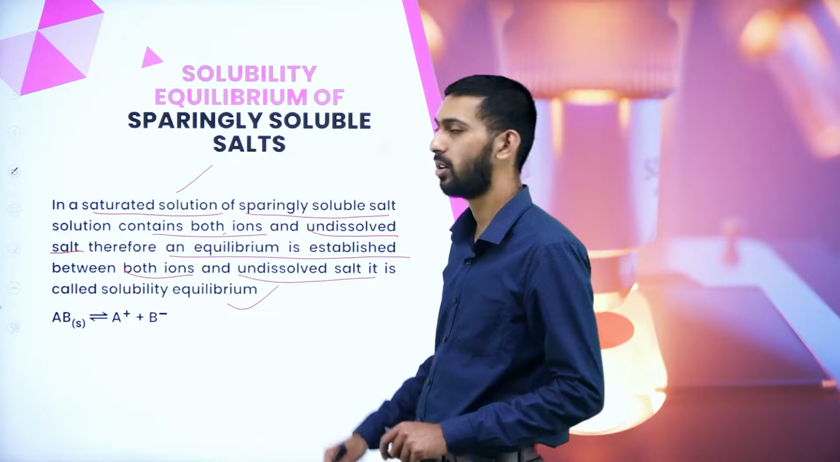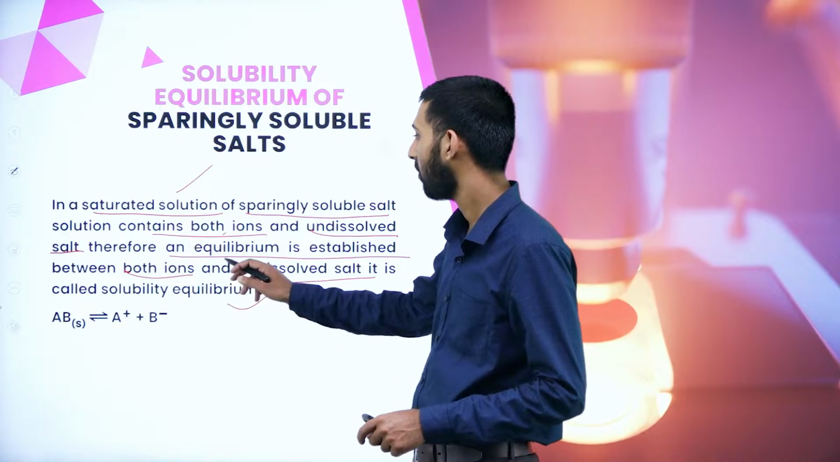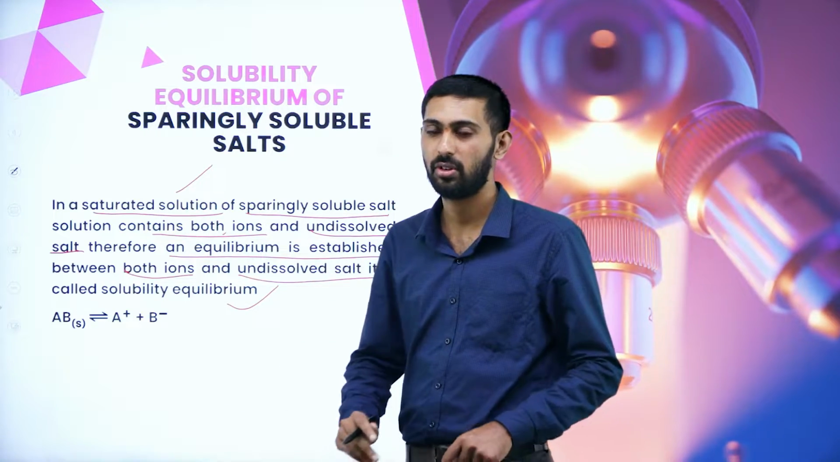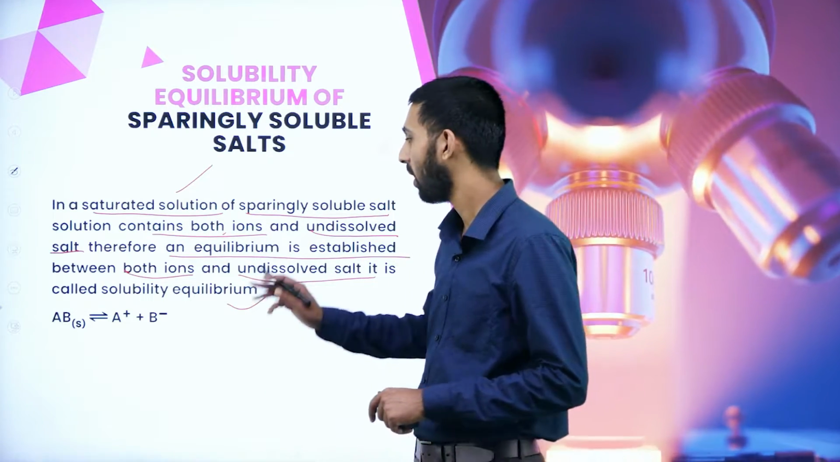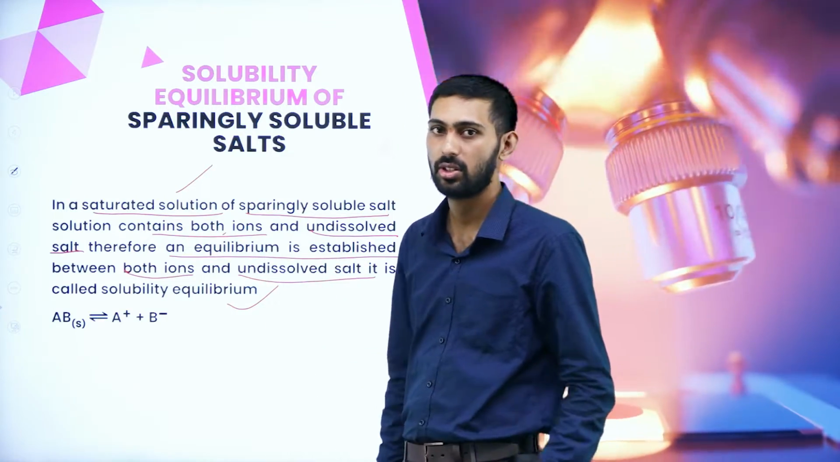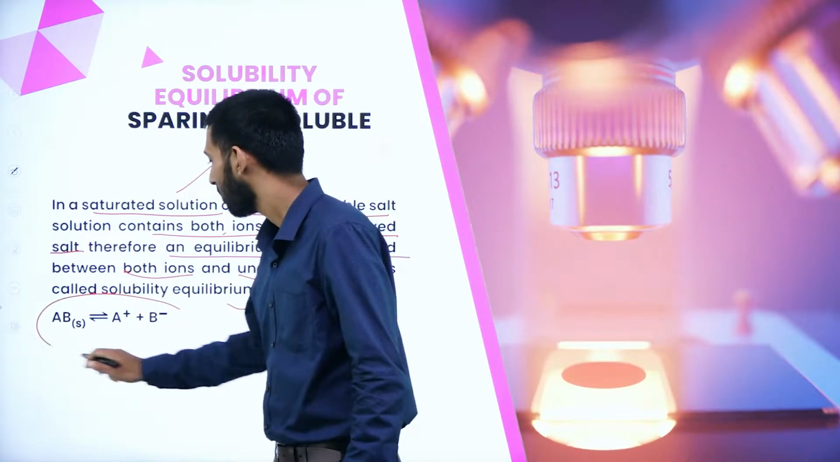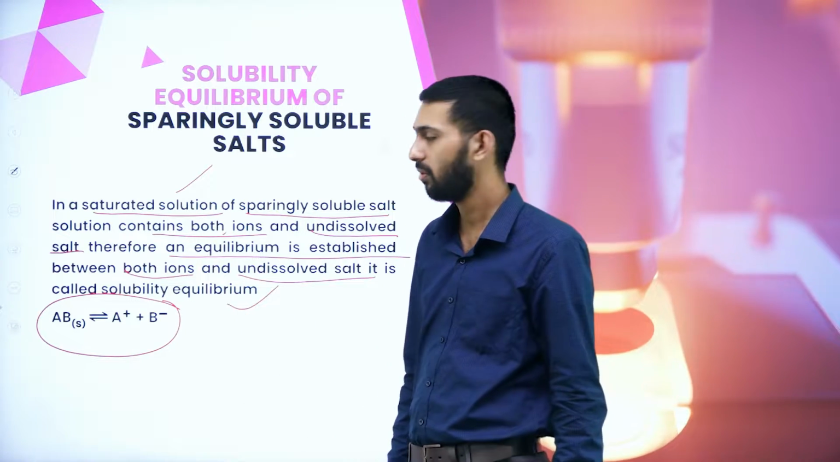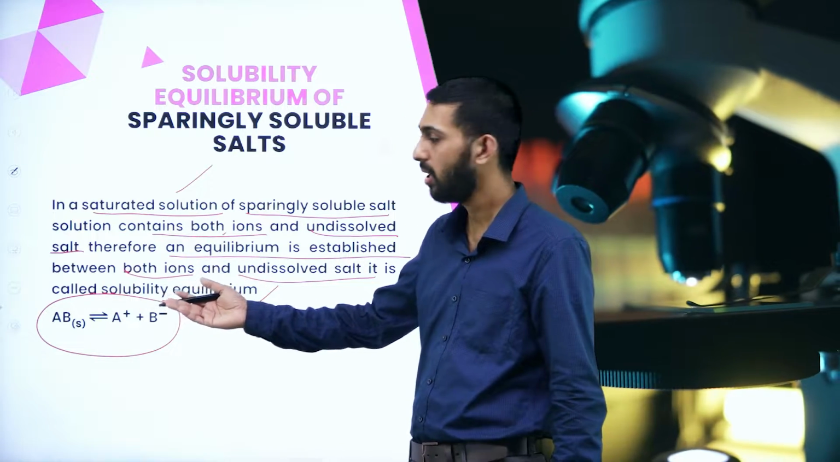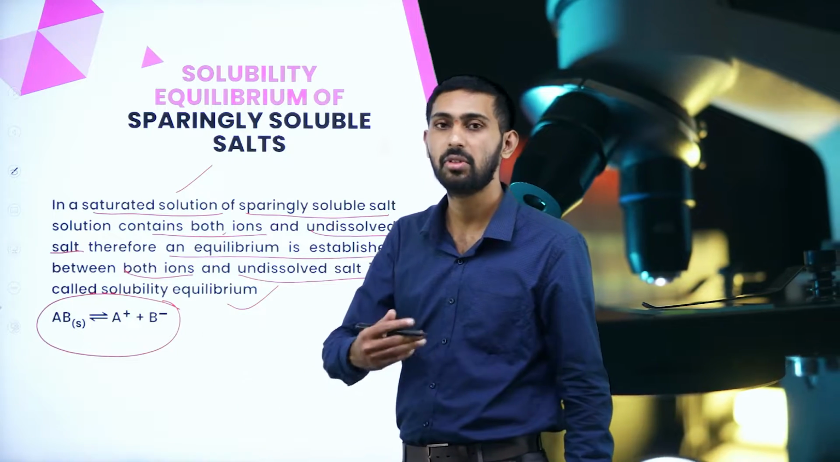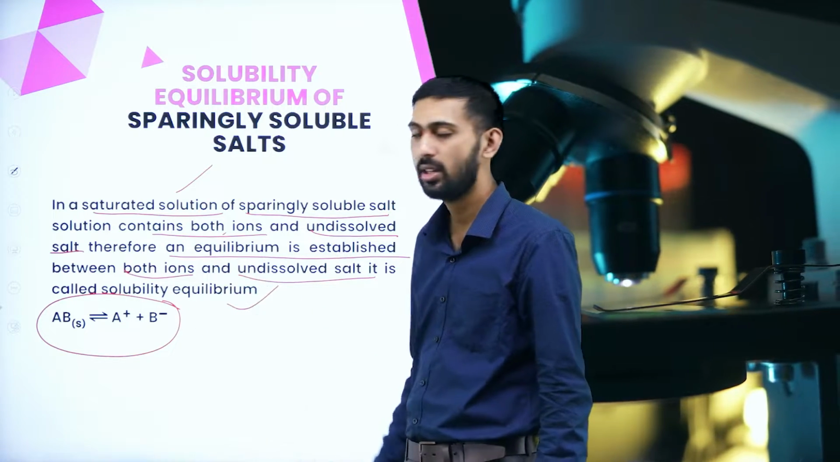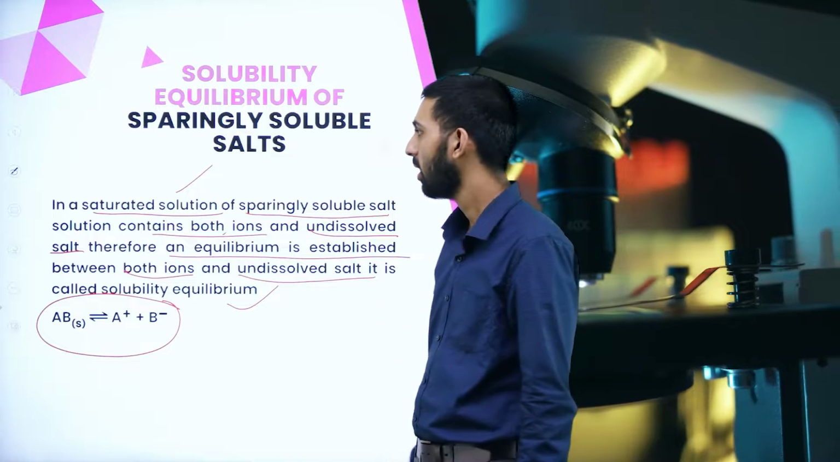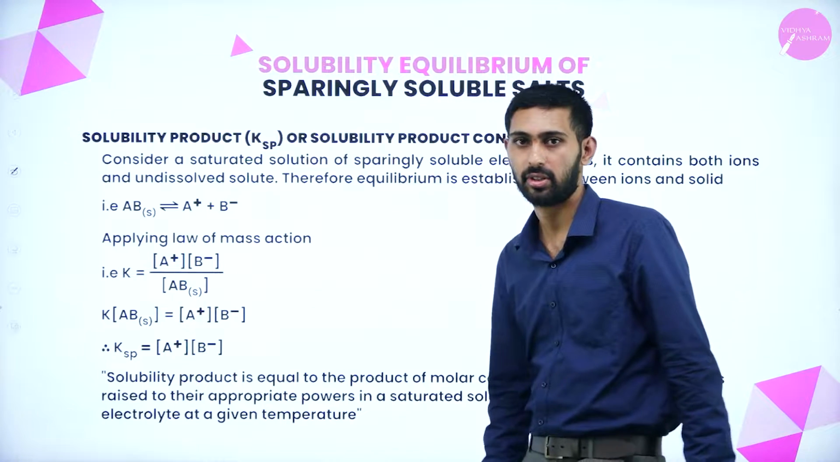and undissolved salt. Therefore, an equilibrium is established between ions and undissolved salt. That is known as solubility equilibrium. So we can take one salt AB, and it gets dissociated in a reversible reaction into A plus and B minus. Next thing is solubility product.